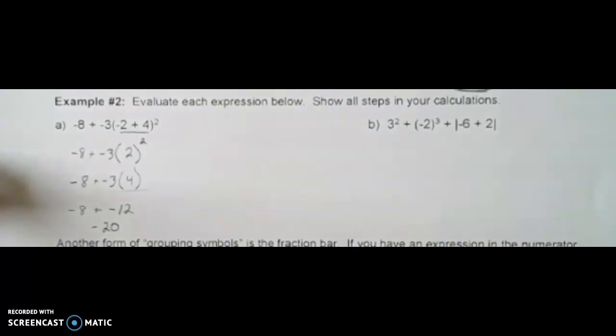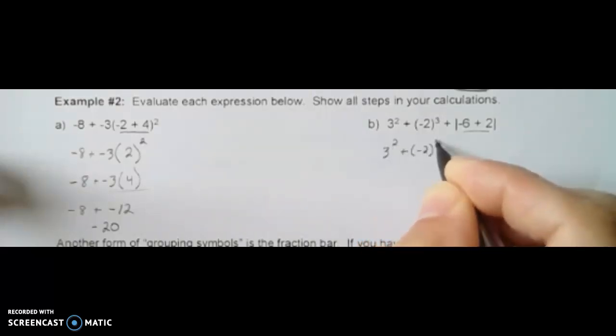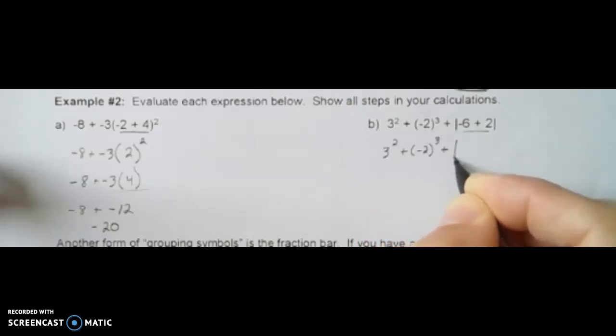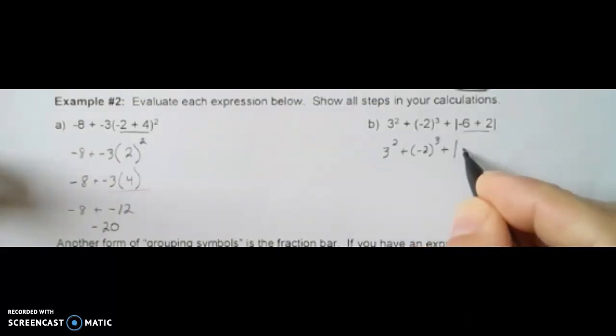In example B, what we're going to do first, again, I'm looking for operations in grouping symbols. These parentheses do not have an operation, so I'm ignoring that. But this grouping symbol, the absolute value bars, does have an operation, so we're going to do that first. So we're going to have 3 squared plus negative 2 to the third power plus the absolute value of negative 6 plus 2. Negative 6 plus 2 is negative 4.